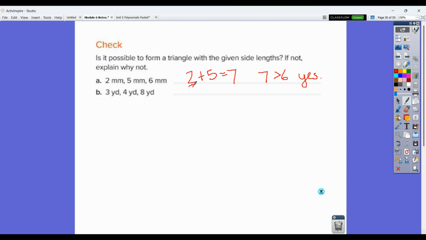Down here, you do the same thing. You do 3 plus 4, which is equal to 7. 7 greater than 8 is what you're looking for. That is not true, so that is a no. We don't care that 7 is less than 8. We care that 7 is not greater than 8. Okay, so that's the idea there. And if it says 7 is greater than 7, that is also not true.